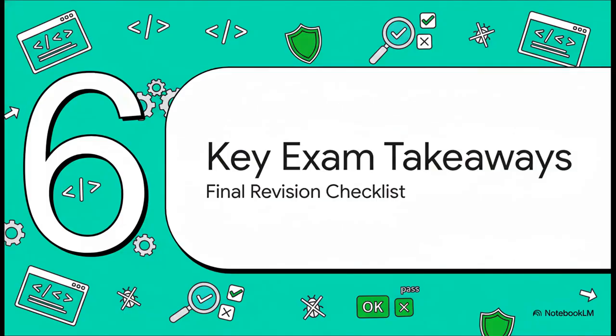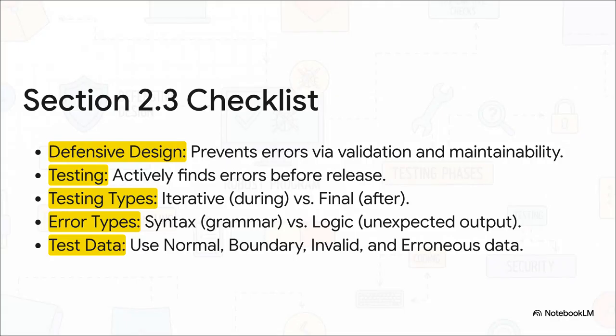Okay, let's wrap this all up. We're going to quickly run through the absolute most important points that you need to have locked and loaded for your exam on this topic. All right, here it is. Your final checklist. Number 1, defensive design is all about preventing errors before they happen. 2, testing is about actively hunting for them.